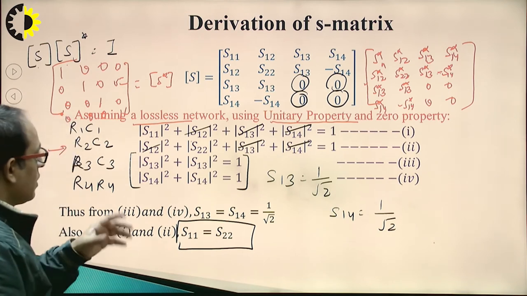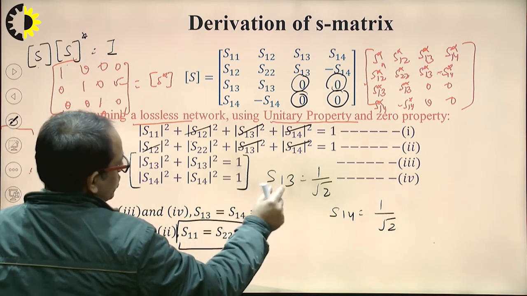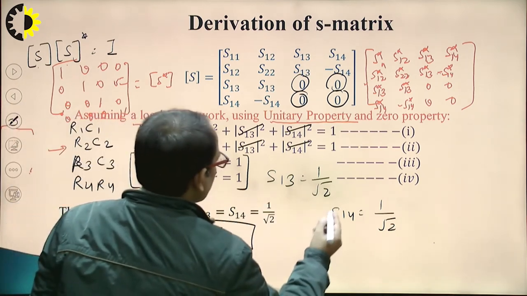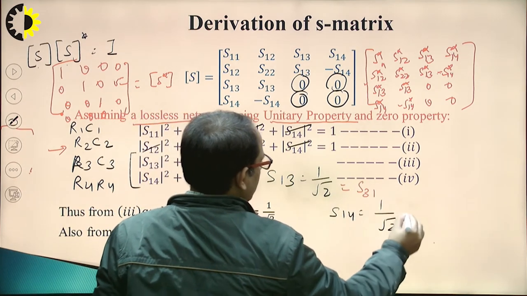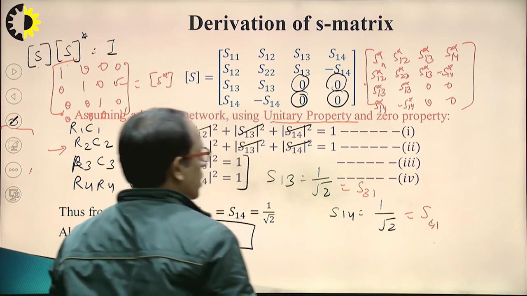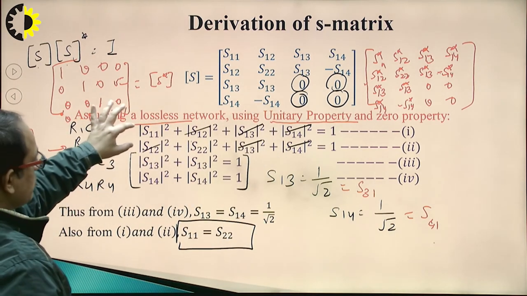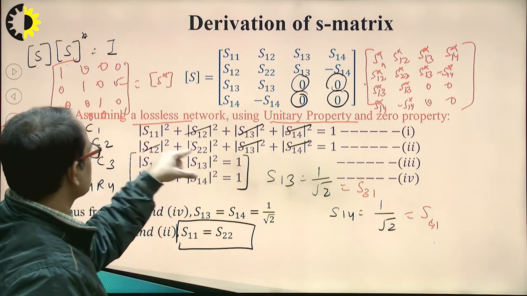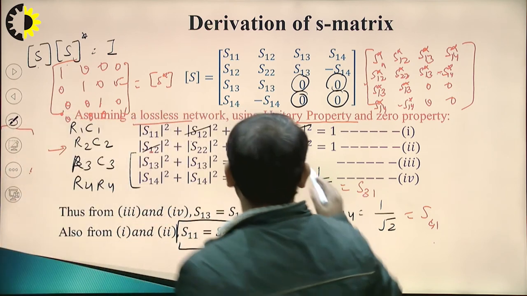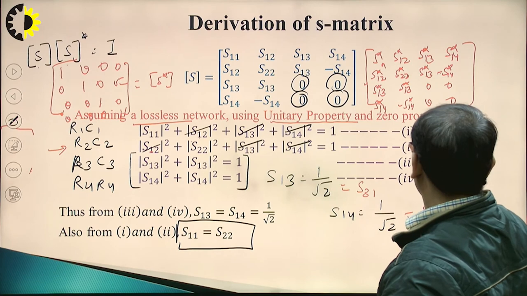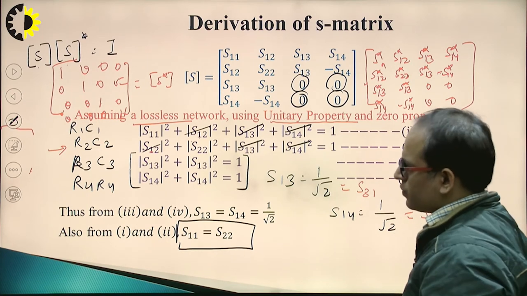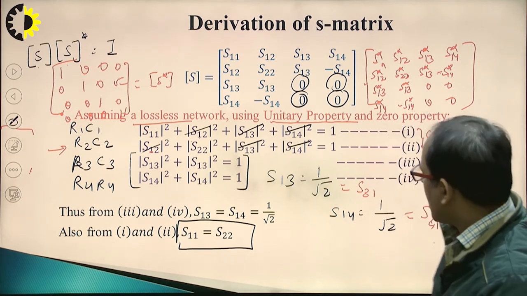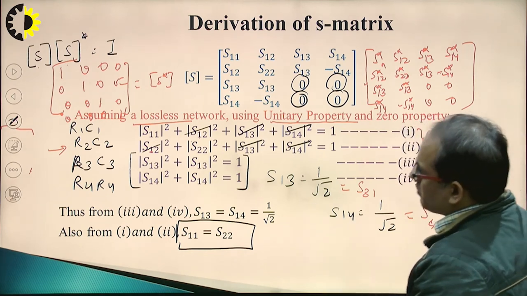Now see this one. From these two equations, you can see that S13 equals 1 by root 2 and S14 equals 1 by root 2. Means S13 equals 1 by root 2, that is equal to S31, and S14 is equal to S41. Clear? Now on equating these two equations, you will see that S11 square equals S22 square. From these two equations, you can conclude that S11 equals S22. Clear? Now I have got the value of S13. Now see the multiplication of another columns.